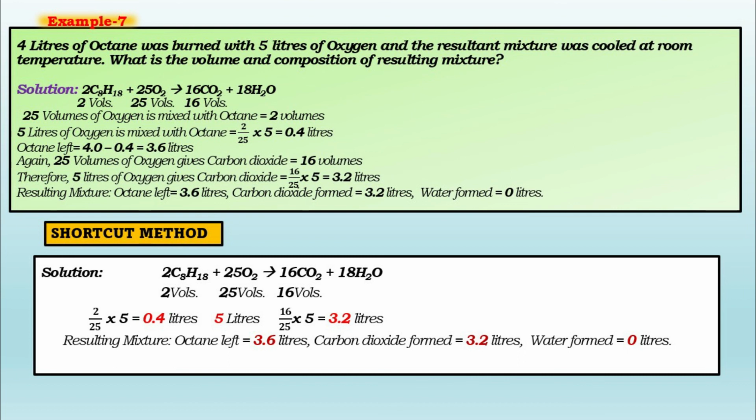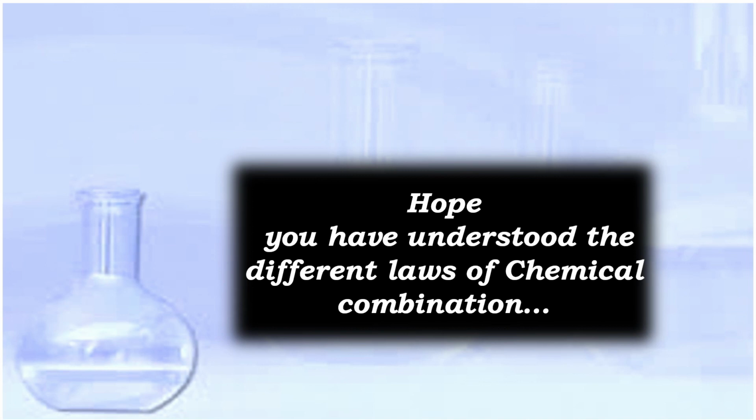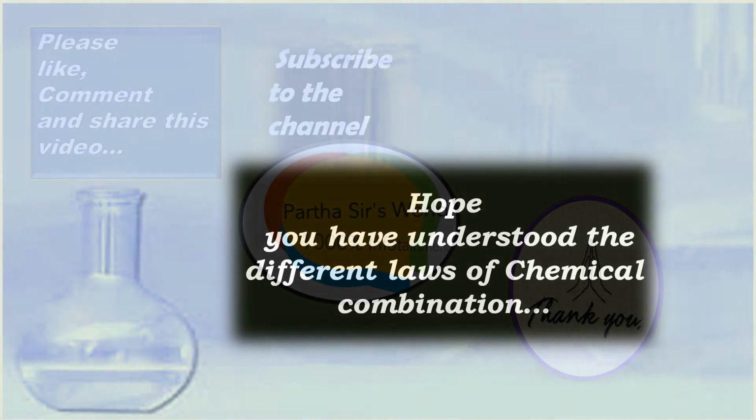Shortcut method. First we write the equation. 2C8H18 plus 25O2 gives 16CO2 plus 18H2O. Now just below octane we write 2 volumes, and the stoichiometric coefficient of oxygen is 25, so oxygen required is 25 volumes, and the carbon dioxide formed is 16 volumes. After doing the calculation, we get octane used equal to 0.4 liters and carbon dioxide formed equal to 3.2 liters. Hope you have understood different laws of chemical combination and the method of solving problems based on them.